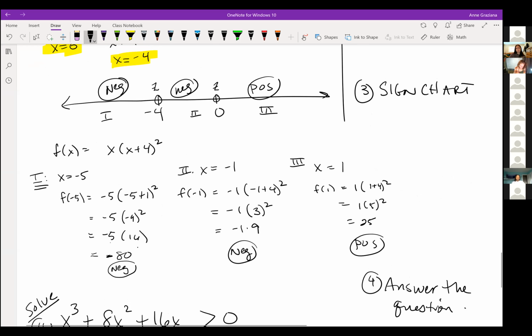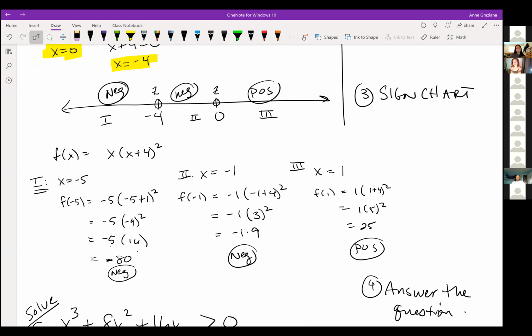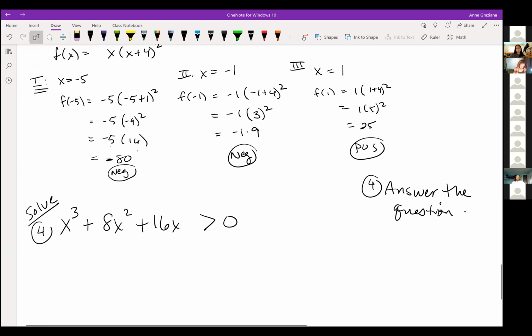So what do we put? Region 3, yeah. It's greater than 0 when it's positive. So that's 0 to infinity, and neither of these endpoints is included because it's strictly greater than.